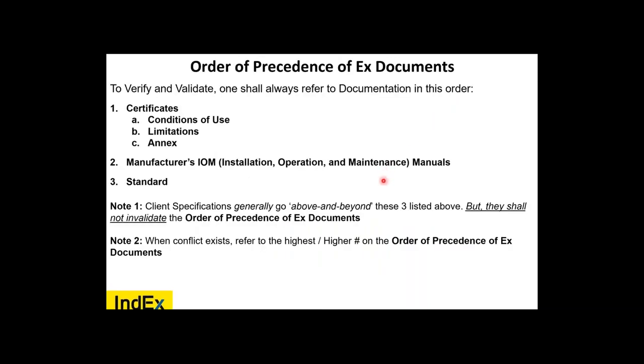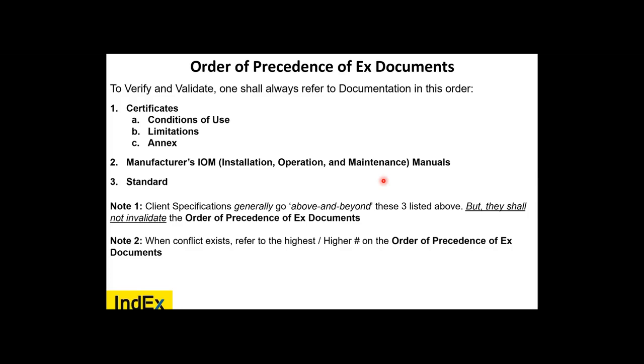First we'll talk about the order of precedence of Ex documents. To verify and validate, one shall always refer to Ex documentation in the following order: the certificate, specifically its conditions of use, limitations, and annex. Also, the manufacturer's IOMs, installation, operations, and maintenance manuals. Then you follow the standard.